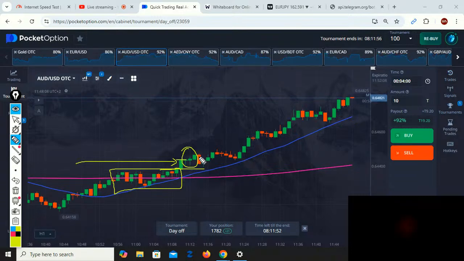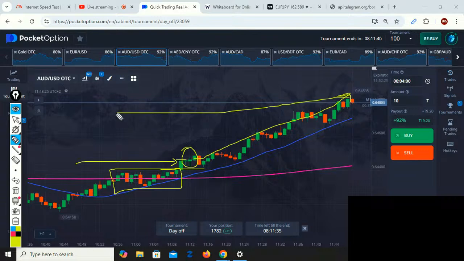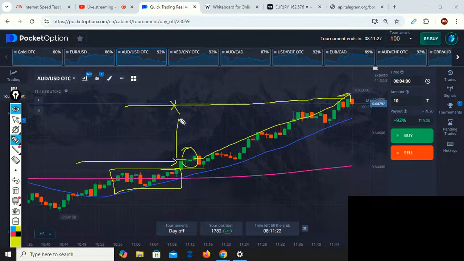Listen to the sound of the cash machine. I'm trying to imitate the cash machine, I'm working on it. To the upside. I mean, come on, guys, that's a 1 to 3 or 1 to 4 risk reward ratio. Look at this, right? That's your take profit. That's a 1 to 2.5 or 3 risk reward, roughly.